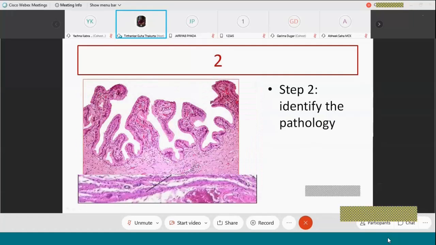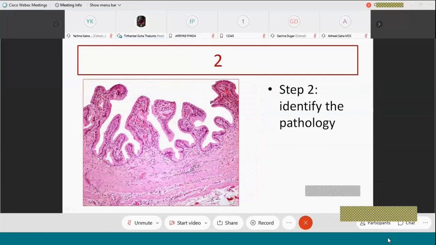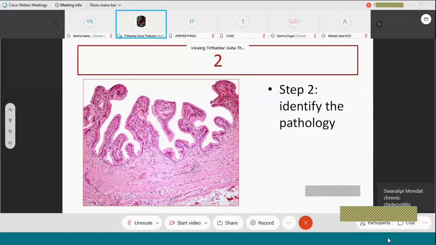What is the diagnosis here? You should give the complete diagnosis. This is chronic cholecystitis. So you can see the histology of gallbladder because there is no submucosa, and the muscle layers and lamina propria are infiltrated with inflammatory cells. So this is chronic cholecystitis.